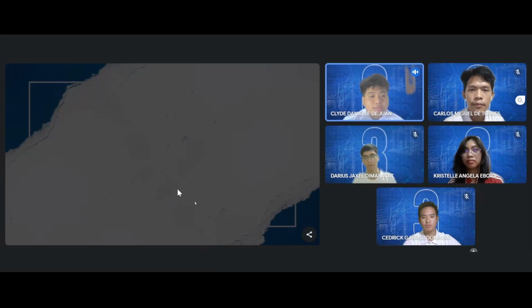Now, that sums up scaling and dimensioning in blueprint reading. Now let's move on to the final chapter for this topic, sectional views. Here is Cedrick to discuss more.